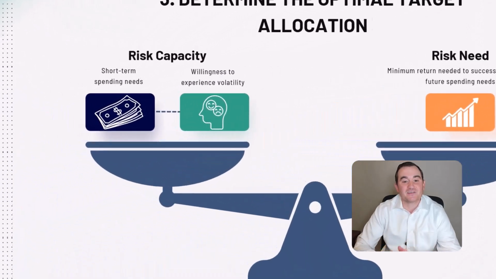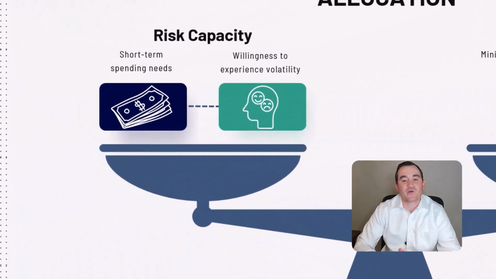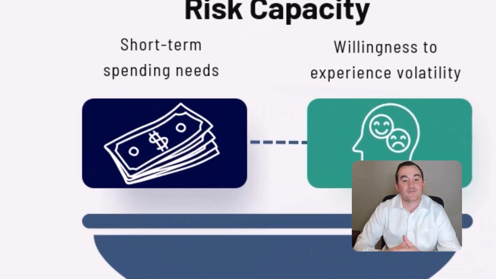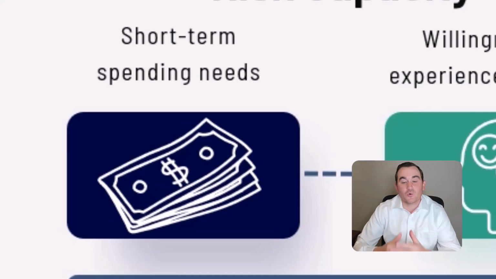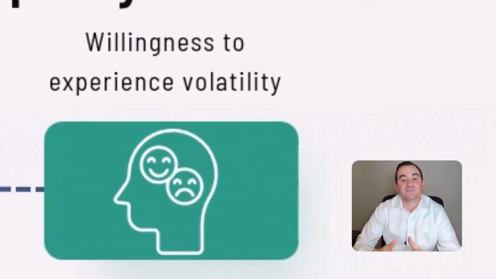And then your capacity for accepting risk is another way of describing how much downside volatility you can tolerate or afford to take. And there are two subcomponents that determine your capacity for risk. The first is your need for cash or liquidity to meet your spending needs in the near future, and then your personal willingness to experience fluctuations in the value of your money.